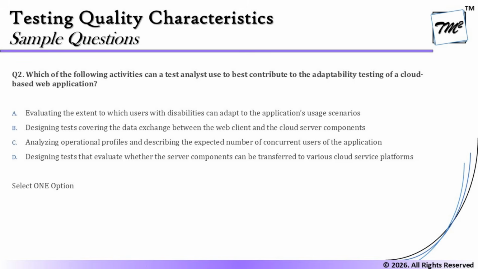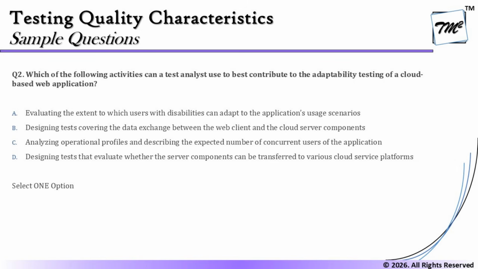Option B says designing tests covering the data exchange between the web clients and the cloud server component. Again, the data exchange wording is inviting you to think about system integration testing, which is related to interoperability, but not related to adaptability. So there are a lot of sub-quality characteristics, team, and you need to keep in mind how they are different from each other. For example, we are talking about interoperability, coexistence, installability, adaptability, usability. So we need to keep a distinct definition in mind for all these things so that we can come to the conclusion quickly.